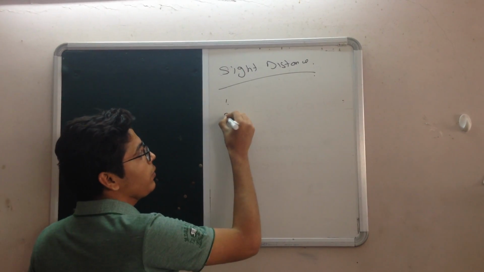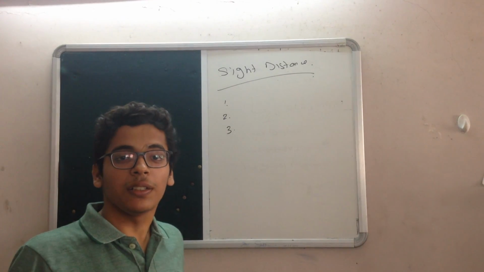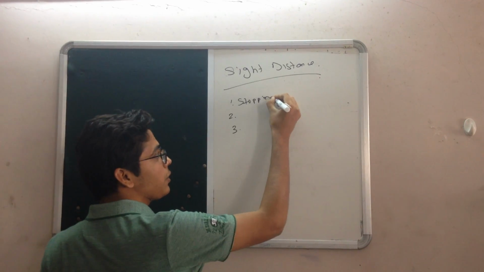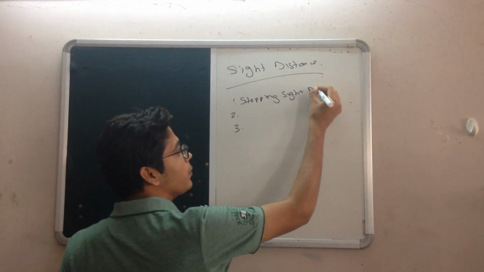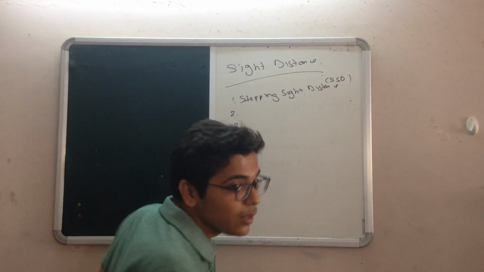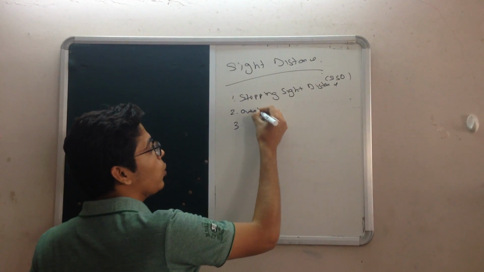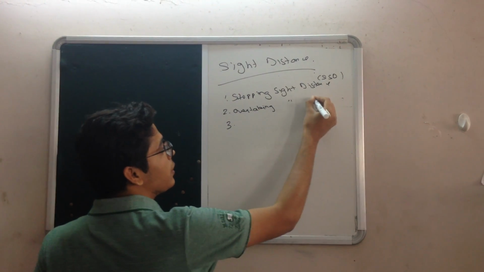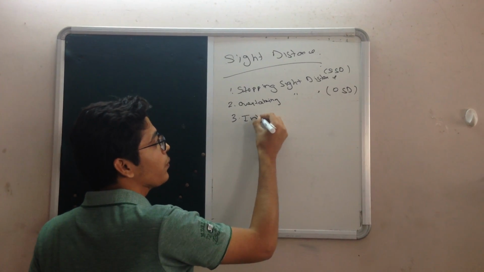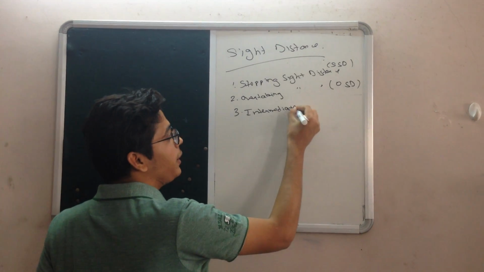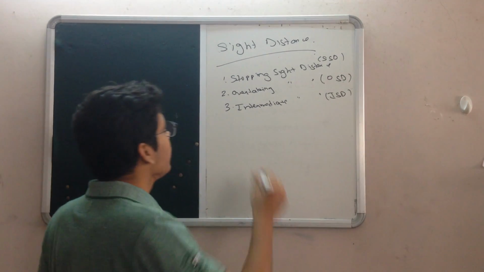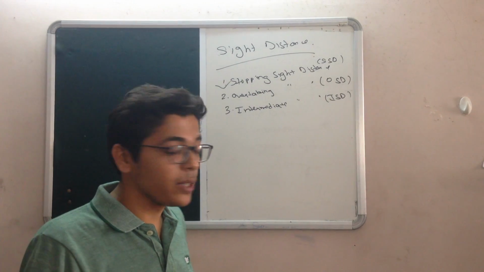There are three main types of sight distance when we consider the geometric design of a rural highway. The first one is stopping sight distance, which is also termed as SSD. The second is overtaking sight distance, which is termed as OSD. And lastly, intermediate sight distance, which is known as ISD. Now I will begin with the first topic, that is stopping sight distance.